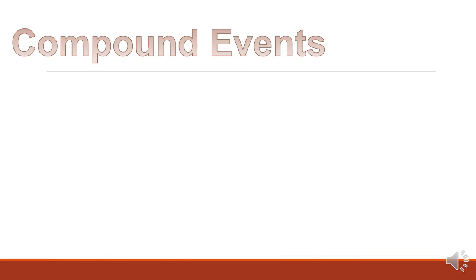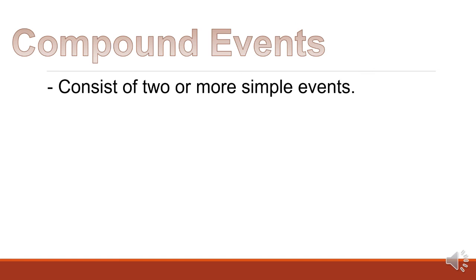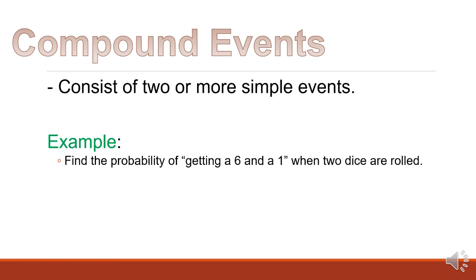Now let's have the compound events. Compound events consist of 2 or more simple events. Example: find the probability of getting a 6 and a 1 when 2 dice are rolled. Getting a 6 is a simple event, and getting a 1 is also a simple event. So we are given here 2 simple events. So now, let's find the probability of these compound events.